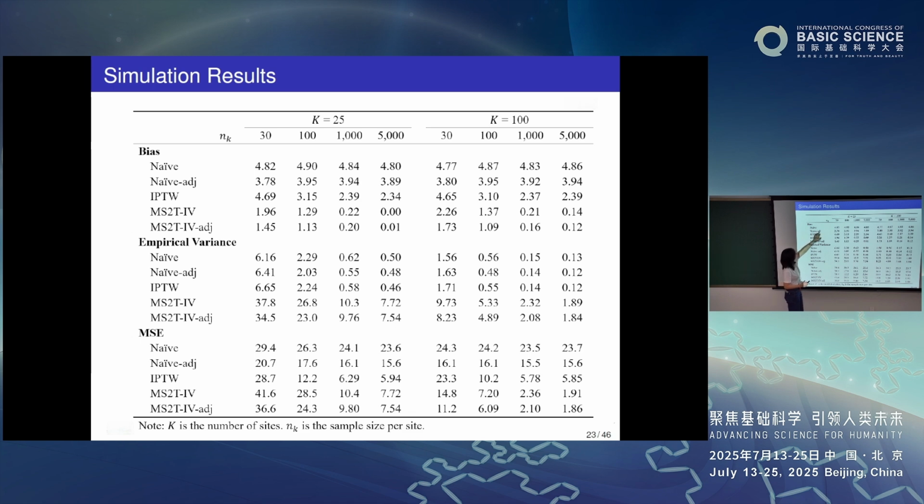And this naive adjust means that we further adjust for observed covariates X in the analysis. This IPTW is a weighting method. As we said, it cannot address the unmeasured confounder issue. And MS2T IV is our proposed method. And also, we propose a better method, which allows you to account for covariates X.